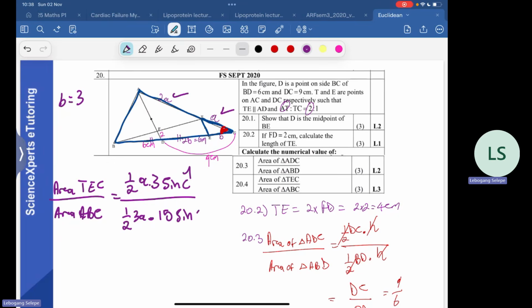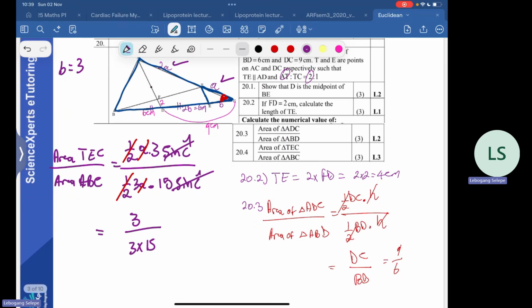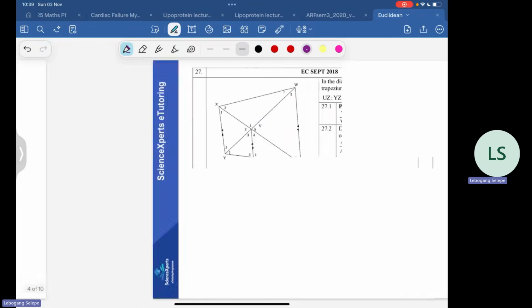Then sine of angle C. So sine C cancels, A cancels A, 1 over 2 cancels 1 over 2. Then at the top I'm left with 3, at the bottom I'm left with 3 times 15. The 3s are also going to cancel each other out, 3 cancels out 3, and I'm left with 1 over 15. I hope that makes sense, guys? Now let's move on to the next question.